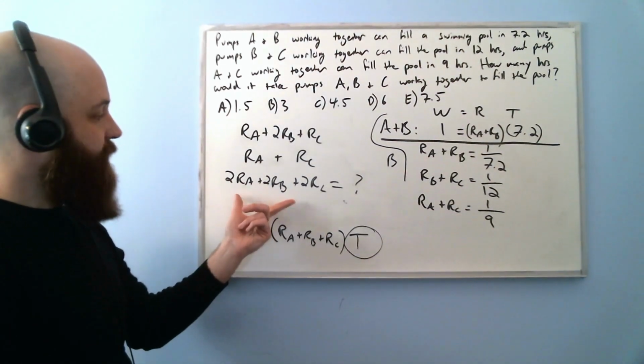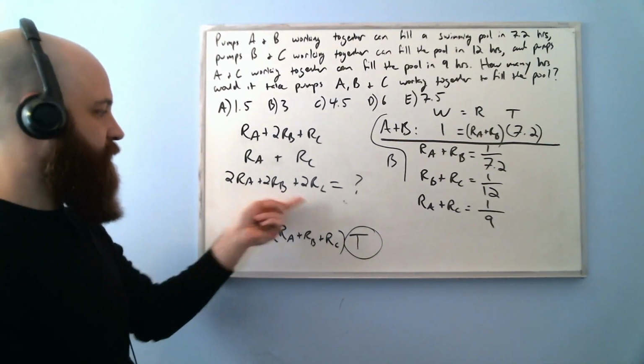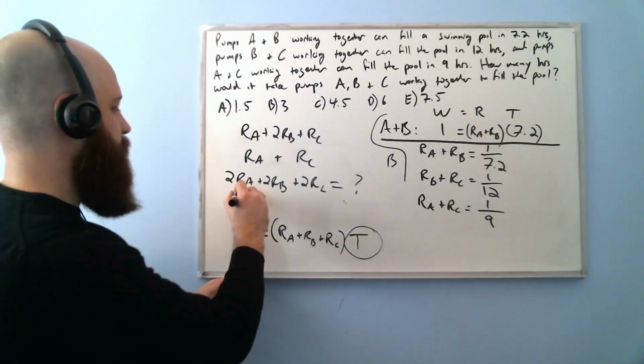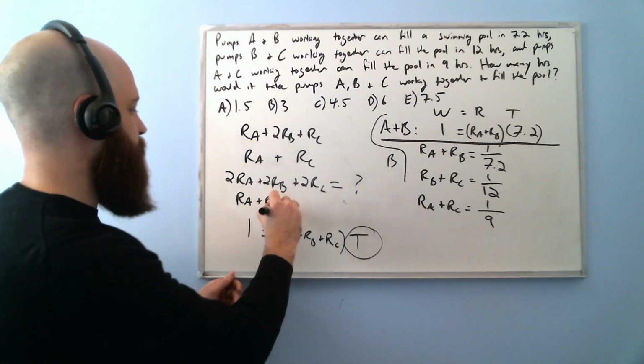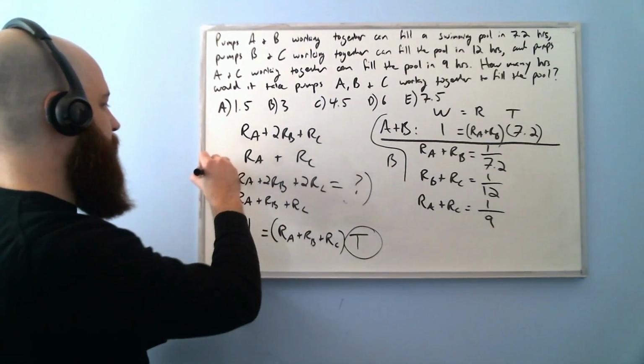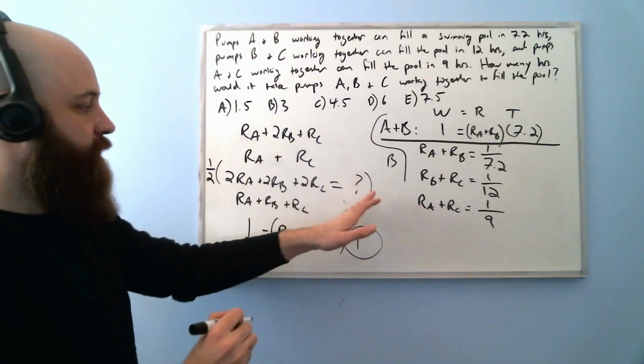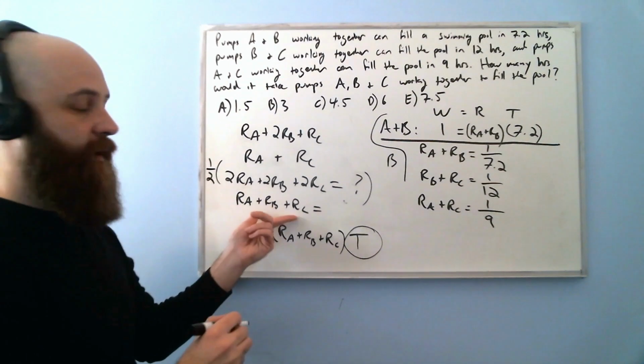Okay, great. Now that's looking pretty close to what I want. If I could just divide that by 2, divide this whole expression by 2, that would give me RA plus RB plus RC, right? I could say multiply this whole thing by 1/2. All those 2's would cancel. I just need to make sure I multiply the other side by 1/2. Great, that'll give me their combined rates.